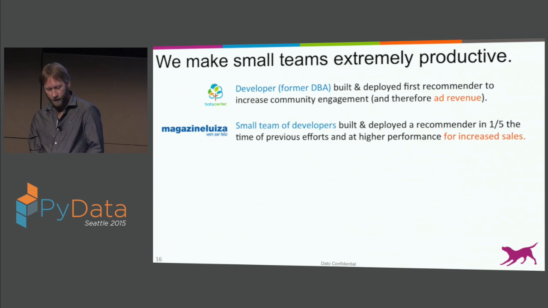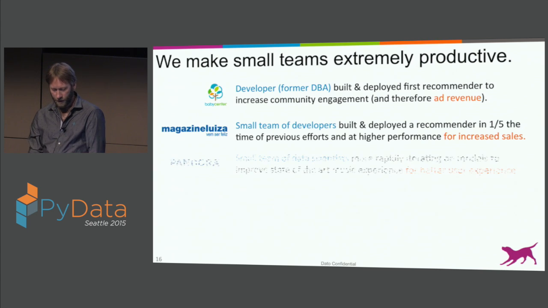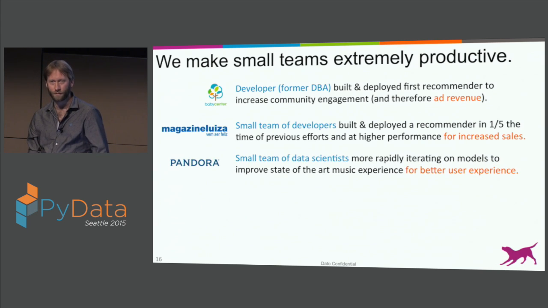So both of those guys are more on the earlier end of the skills spectrum for machine learning, but for super experienced folks as well, we do well for them. This is the core research team at Pandora that's responsible for making Pandora's recommendations better. And they're using us because they can iterate faster, they can try more things faster.